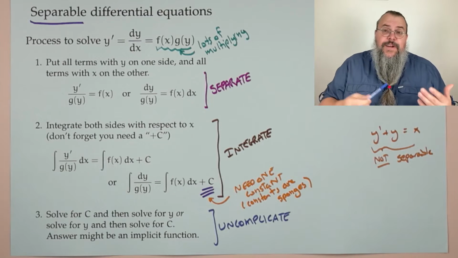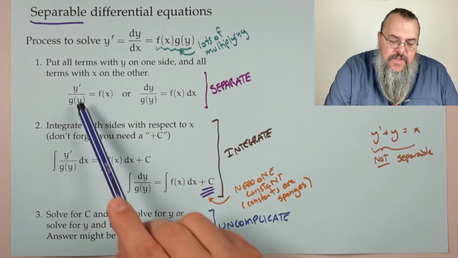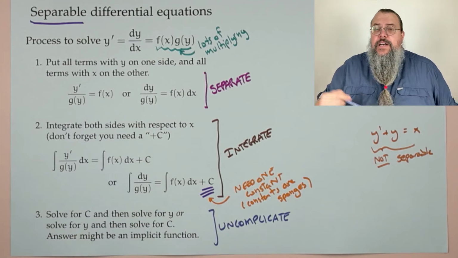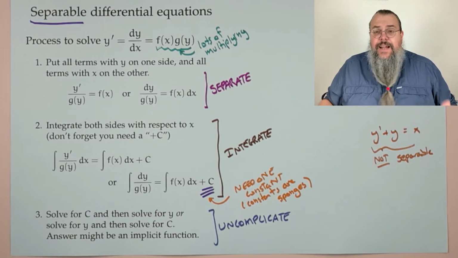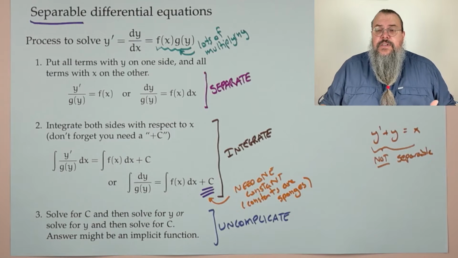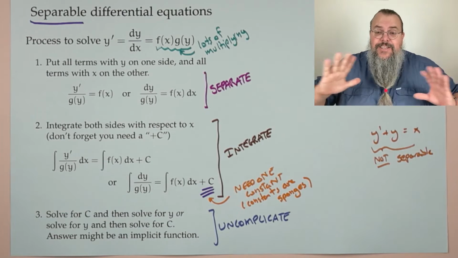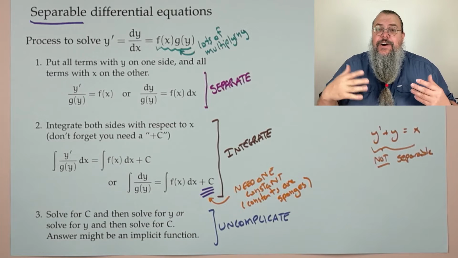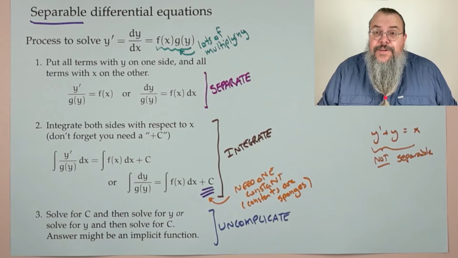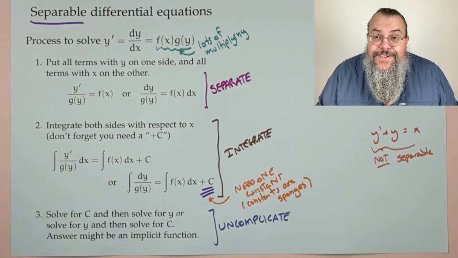Keep in mind that sometimes when you're solving these, you might get an implicit function, especially if your y prime over g of y integrates to some very strange exotic function, and that's okay. Sometimes the best we can do are implicit functions. No worries. Life is good. All right, that's the whole idea. That's everything for today, and now the rest is practice. So let's start doing some practice.